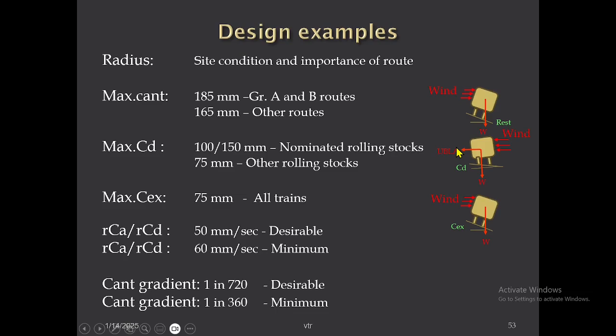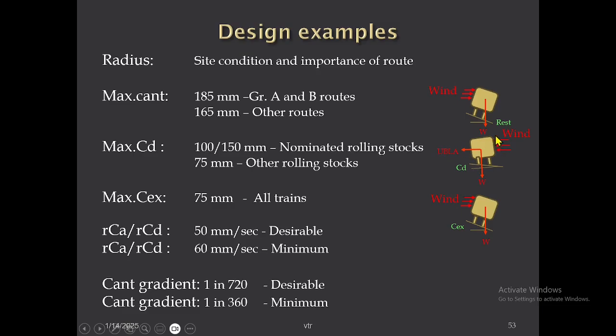As per some literature, the limit is 0.1 g, that is about 1 meter per second square. If you exceed the limit, passengers will feel discomfort. From the safety point of view, there is already an unbalanced force acting away from the center, and at the same time a wind force is also acting away from the center. What will happen?